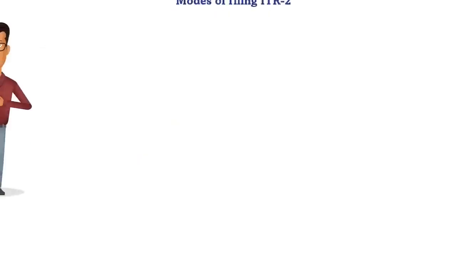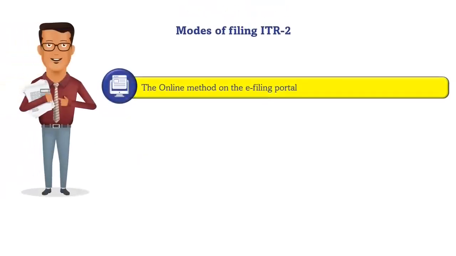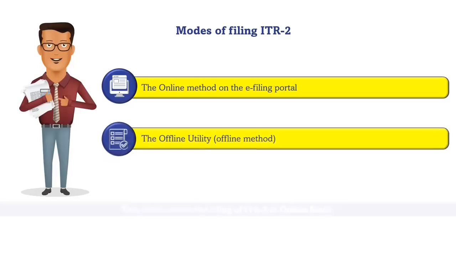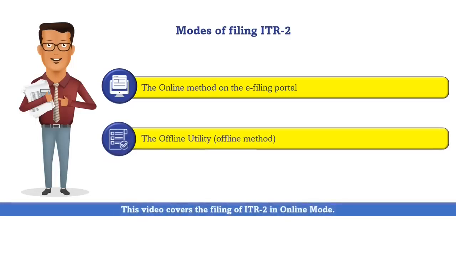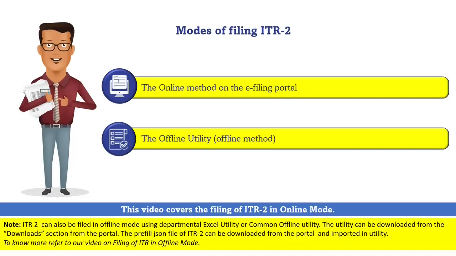Form ITR 2 can be filed either through the online method on the e-filing portal or using the offline utility. This video covers filing of Form ITR 2 in online mode. The form can also be filed in the offline mode using the departmental Excel or common offline utility. The utility can be downloaded from the Downloads section of the portal. The pre-filled JSON file of Form ITR 2 can be downloaded from the portal and imported in the utility. To know more, you may refer to our video on filing of income tax return in offline mode.